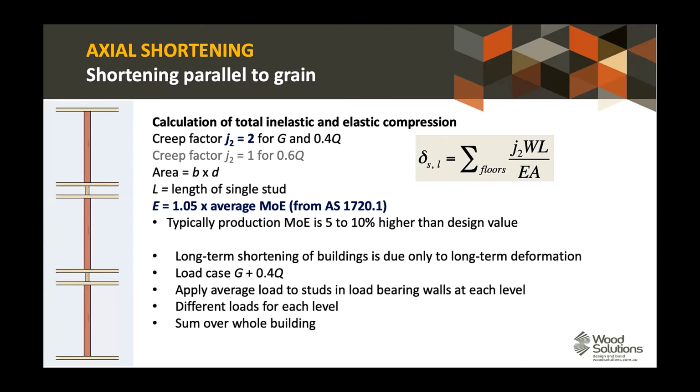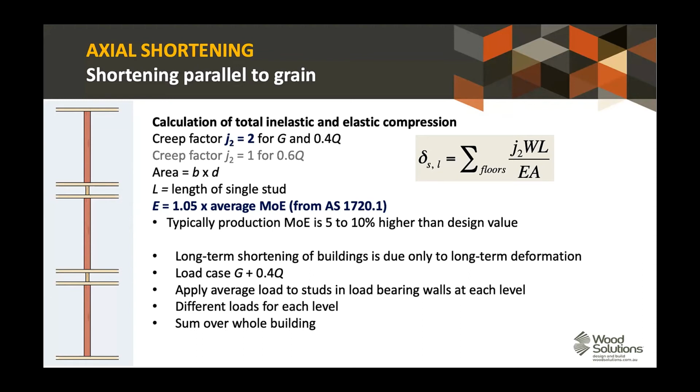So I won't pick the eyes out of this in detail, but what I will say is when we're looking at shortening parallel to grain, the important things to consider are our stud area, of course, long-term creep, so we're looking at a J2 factor of 2. We've got our stud length to consider, but importantly here, we think it's fair that instead of taking the average MOE for the particular grade from 1720, we acknowledge that this can be a conservative process if we layer each of these elements on each other every time.